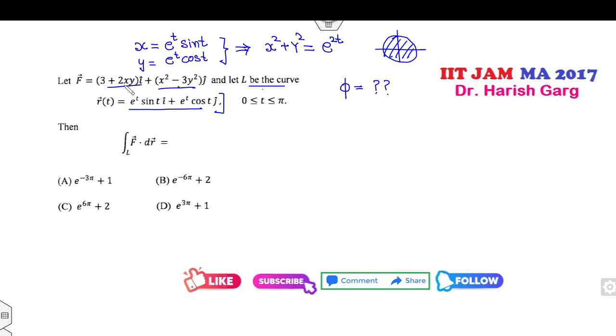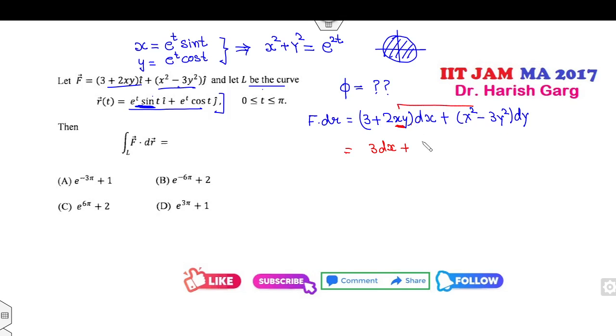Fine. How can you do that? I can firstly write f dot dr. Fine. I can take this as x. So it will be 3 plus 2xy into dx plus x square minus 3y square into dy. I can make them as a pair. This is the xy pair. Fine. So how can you write this part, x square minus 3y square? How can you write this pair? First of all, this is 3 times dx plus, how can you write this part?